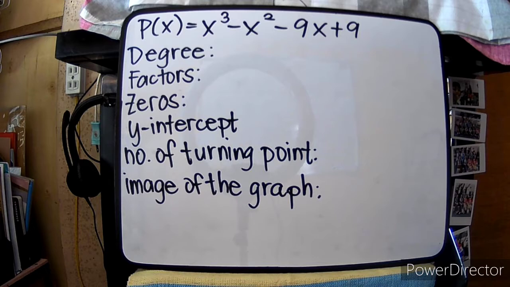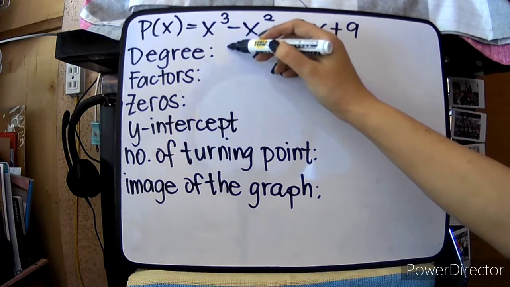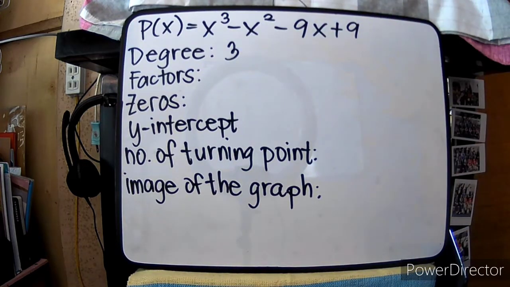So, degree is the highest exponent. As you can see dun sa example na sa ating polynomial is p of x equals x cubed minus x squared minus 9x plus 9. Ang highest degree or ang pinakamataas sa power is 3. So, that will be the degree.